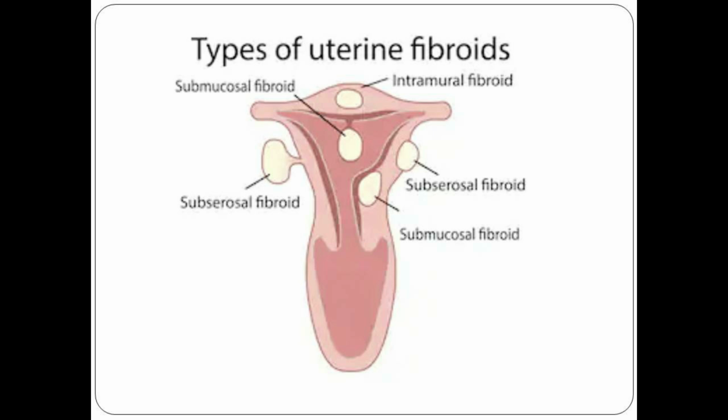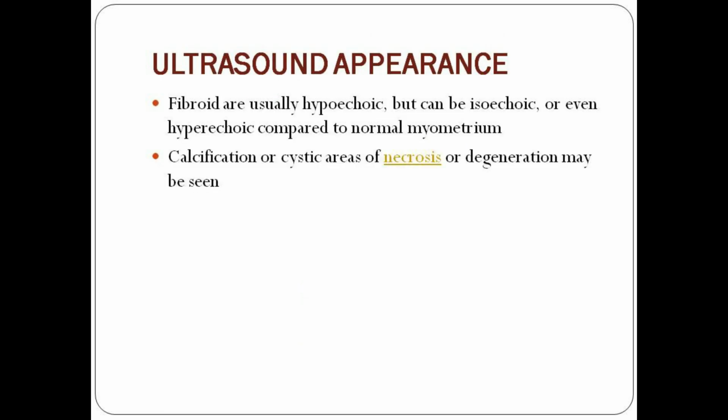A submucosal fibroid is the one which is lying just beneath the endometrial lining or is indenting the endometrial lining, while a subserosal fibroid is the one which is occupying the subserosal location, just beneath the serosa. It can indent the serosa or may be pedunculated, projecting behind or forward in front of the uterus.